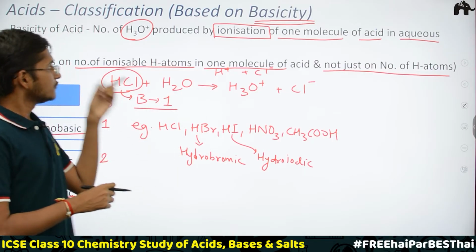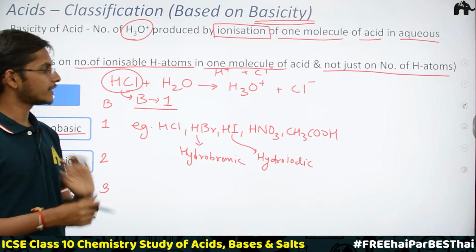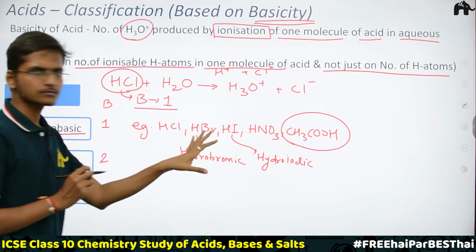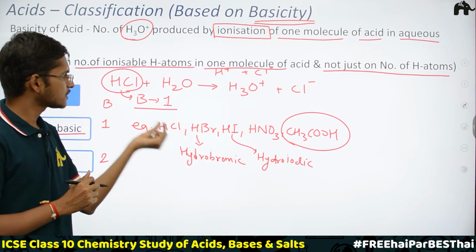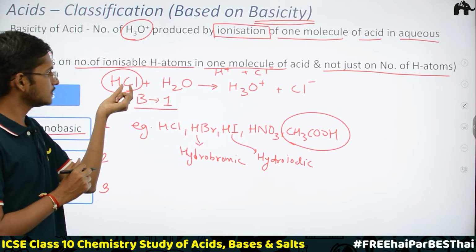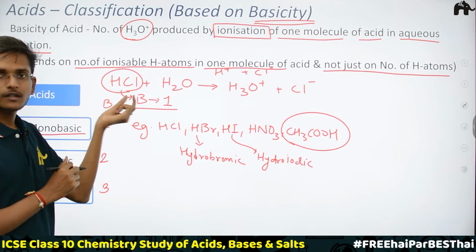But now, I have told you this thing: basicity depends on the number of ionizable hydrogen atoms in one molecule of acid. This we can understand with the help of CH3COOH, right? Here, in all these cases, how do we write the ionization equations? It's very simple. All these things would be the same. In place of HCl, it would be HBr, HI or HNO3.